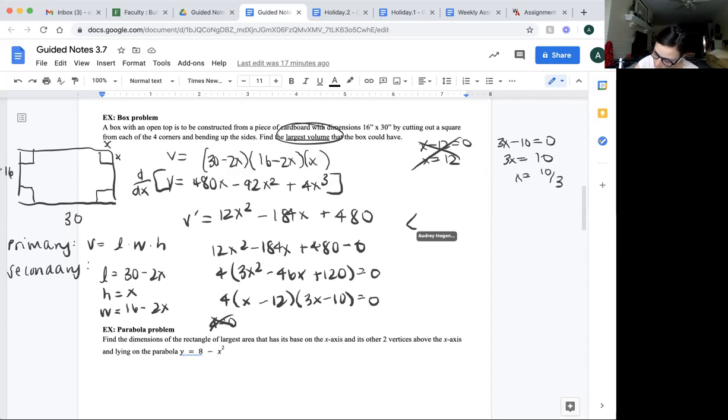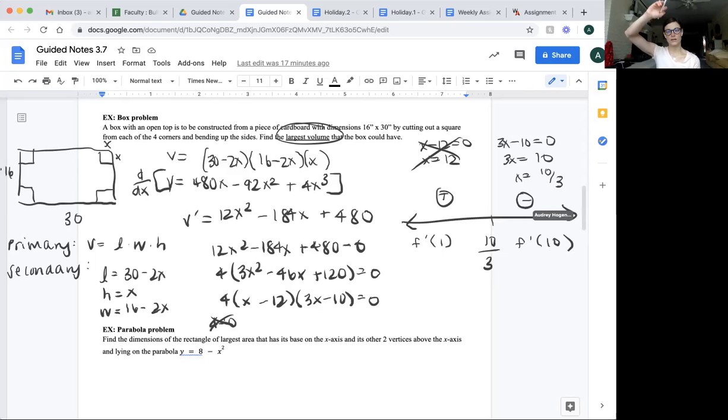So I'm going to draw my little sign chart. 10/3 right here. And then I'm going to have f prime of 1, and I'm going to choose f prime of 10. I like choosing 1s and 10s and 5s because they're easier numbers. So I'm going to plug that in, and I get positive over here and negative over here. So I'm going from increasing to decreasing, which indeed is a max. So I have a relative max at x equals 10/3, check.